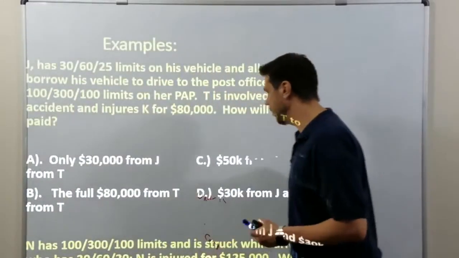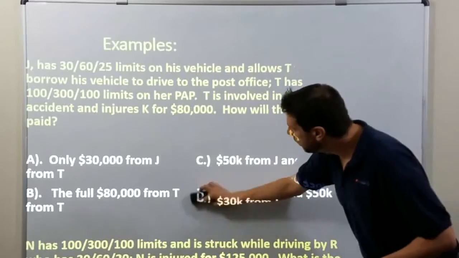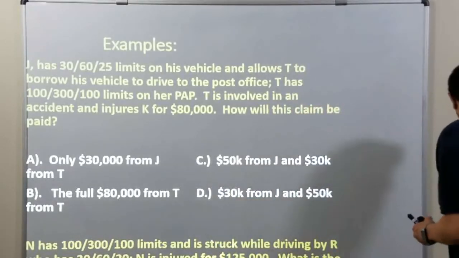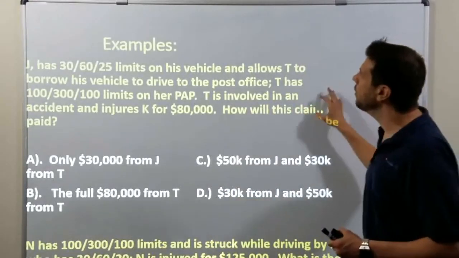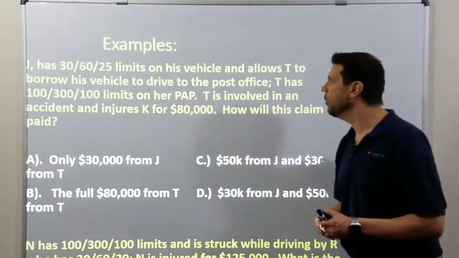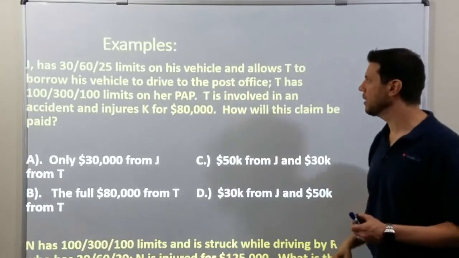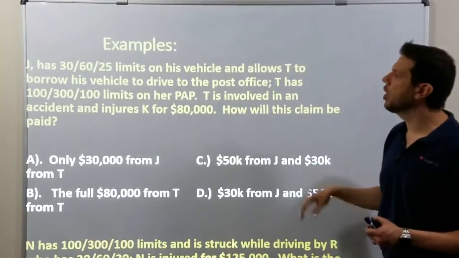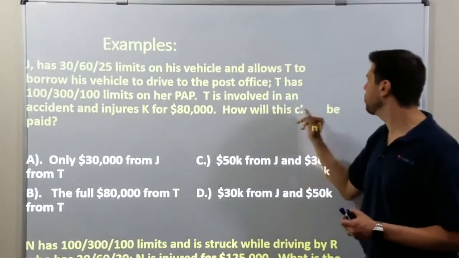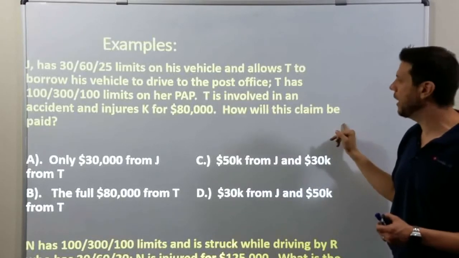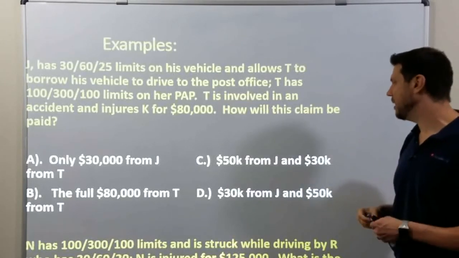Or just this one. J has 30, 60, 25 and allows T to borrow his vehicle. T has 100, 300, 100 under a personal auto policy. T hits K for 80. How will this claim be paid out? And the answer is D as in dog.